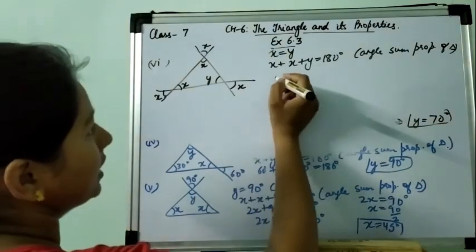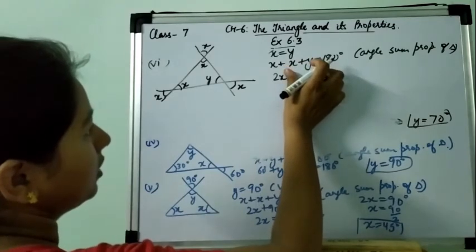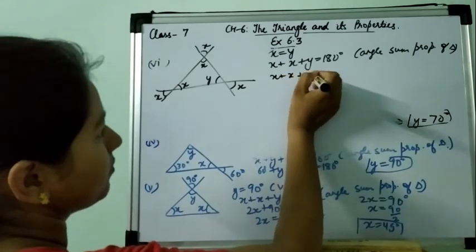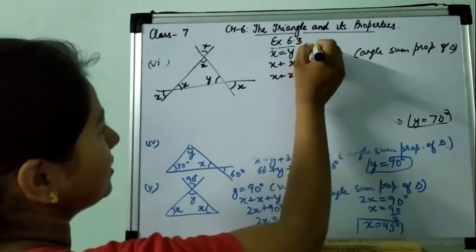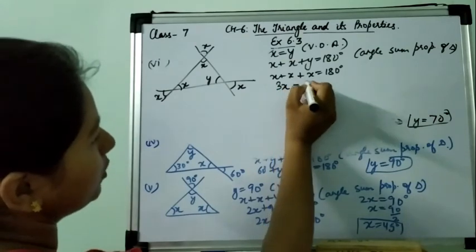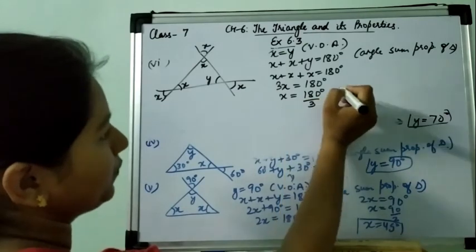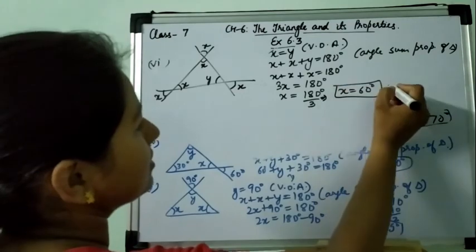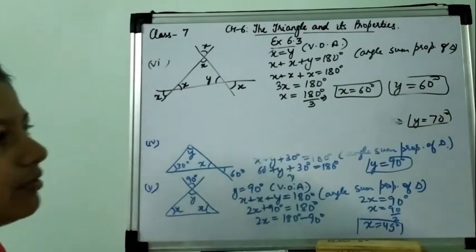Okay, then 2x is equal, sorry, this y will also be written as x, so x plus x plus x is equal to 180 degree, क्योंकि x और y इक्वल है. रीजन यहाँ पे लिख दीजिए वर्टिकली अपोजिट एंगल. Now 3x is equal to 180 degree, so x is equal to 180 by 3. X is equal to 60 degree. Okay, if x is 60 degree, then y will also be 60 degree, because both x and y are equal.